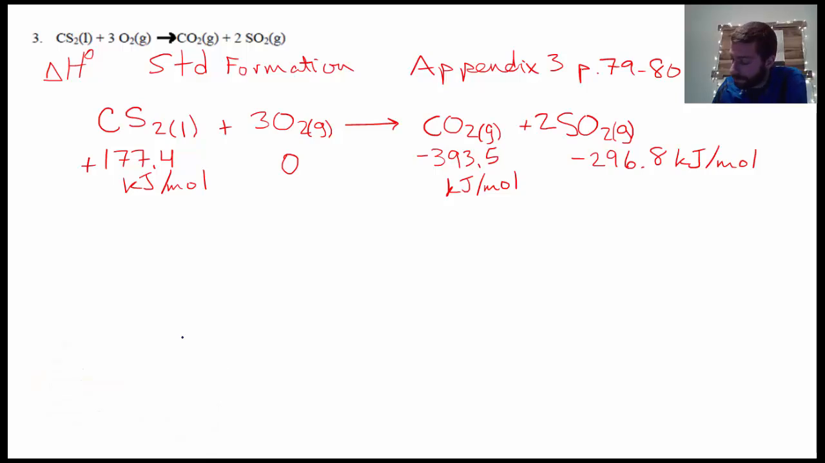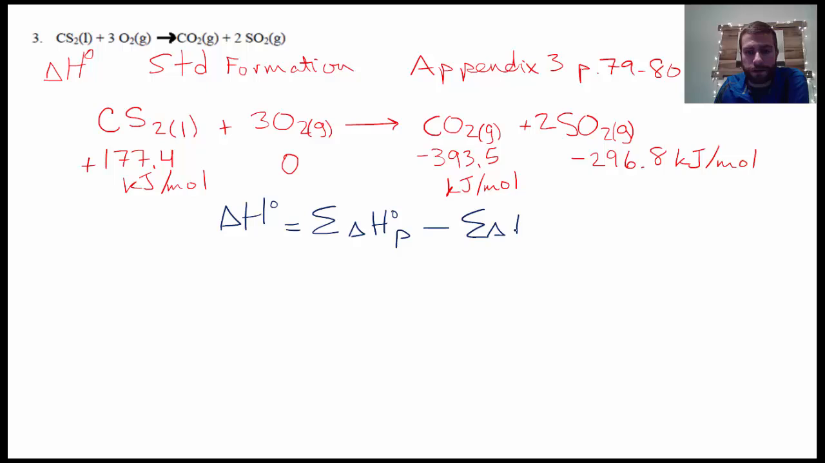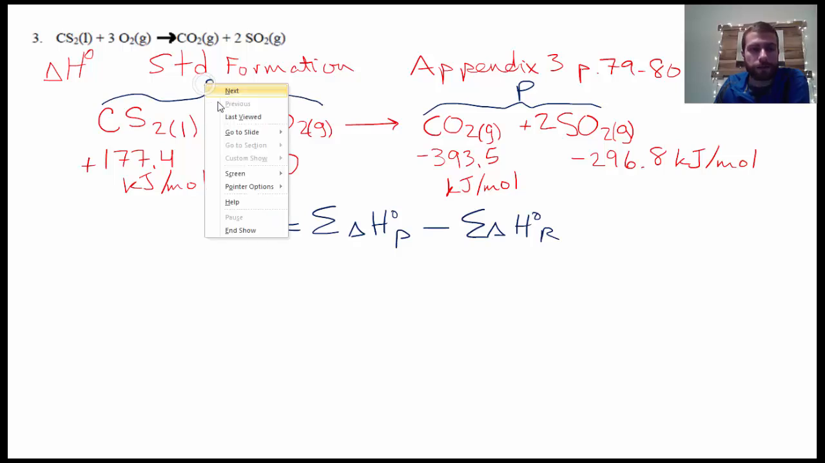Before we go and solve the problem, I want to remind you how we go about solving it. Remember that delta H is equal to the sum of the delta H values for the products minus the sum of the delta H values for the reactants. So we're going to do this side here, the products, first, and then we'll come over and do the calculation for the reactants.